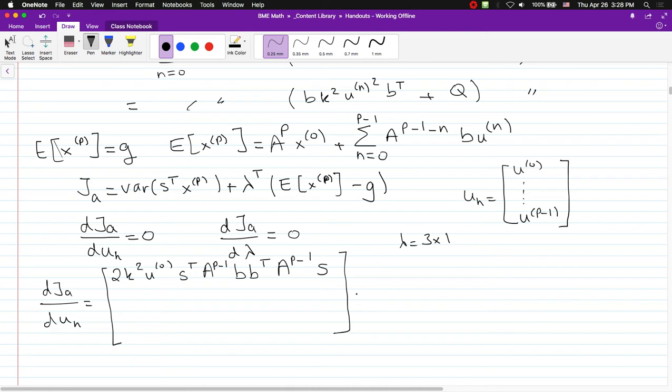Plus, we have lambda times this. This is going to have a u0 in it as well, so I'm going to have a second term. It's going to have a lambda transpose times A P minus 1 times B. That's our first equation.